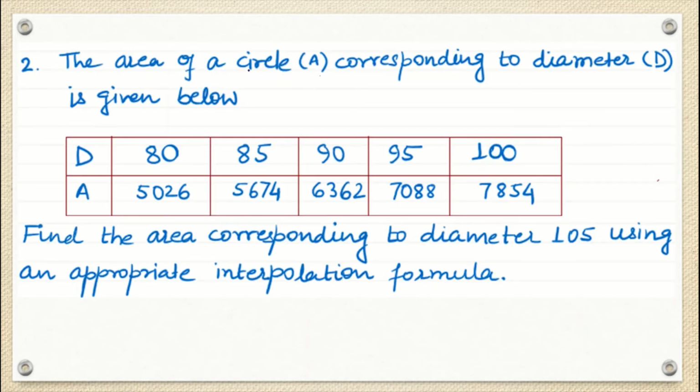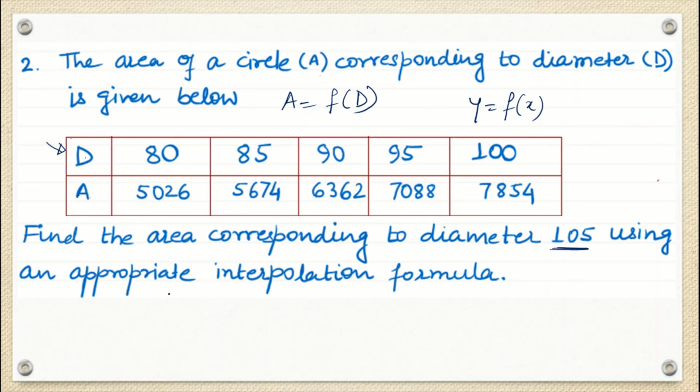The area of a circle A corresponding to diameter D is given below. That means they have given you the tabular form. Fine. So D is the diameter and D is some independent variable, and area depends on D. That means area is nothing but a function of D. Correct? Fine. So how we used to write that y depends on function x. Similarly here area depends on D. Fine. So find the area corresponding to diameter 105 using an appropriate interpolation formula.